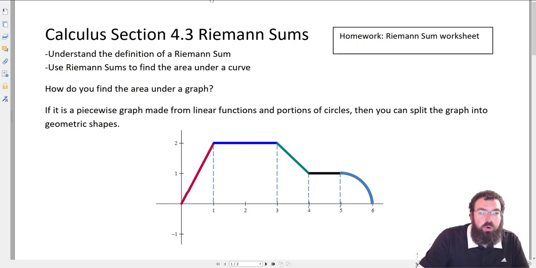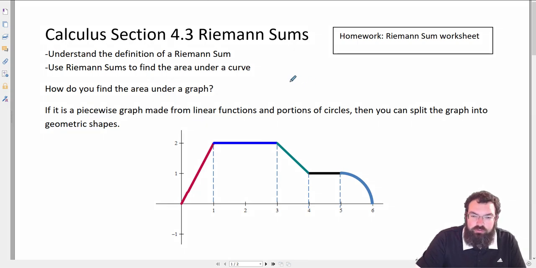Okay. What we are going to do is find the area underneath the curve using a Riemann sum, what the definition is, and so on. Basically, we're starting integration. We already have done a little bit of integration with trig and stuff like that in the last section. We're going to get more into what integration actually means, starting now and working our way forward. So we want to understand the definition. We want to use Riemann sums to find the area underneath a curve. So a couple questions is, how do you find the area underneath a curve?